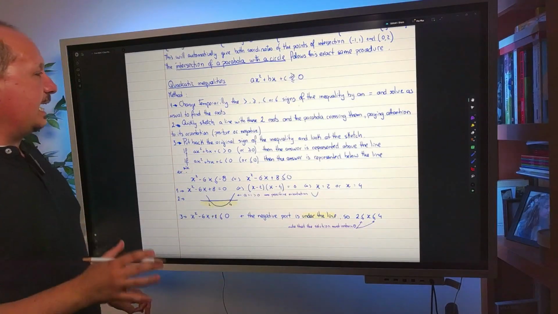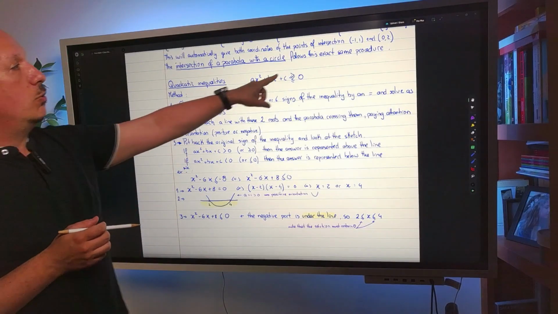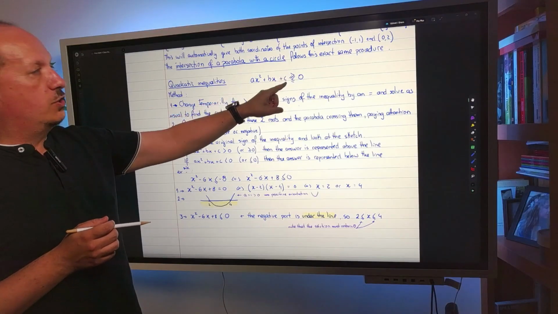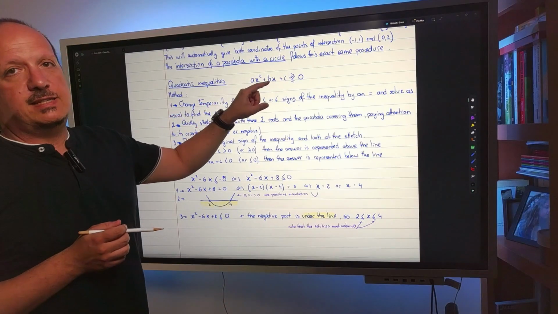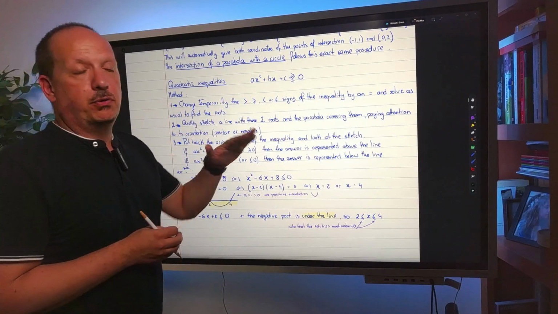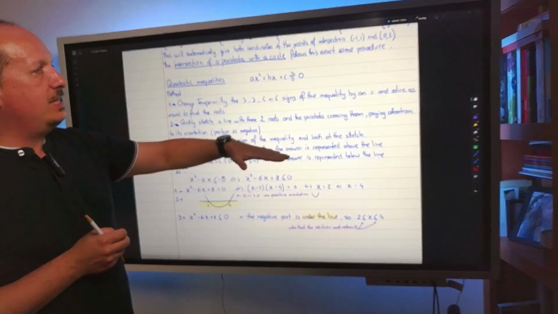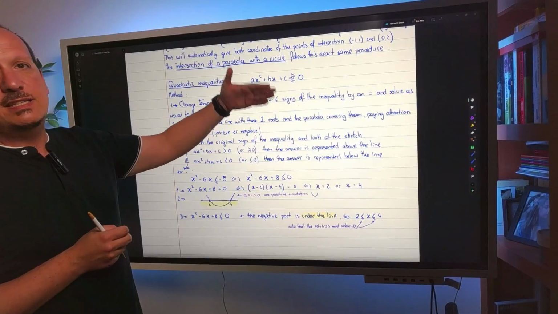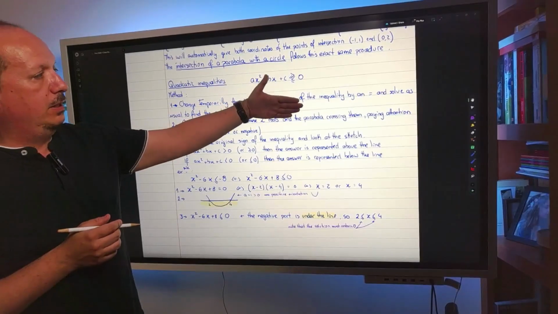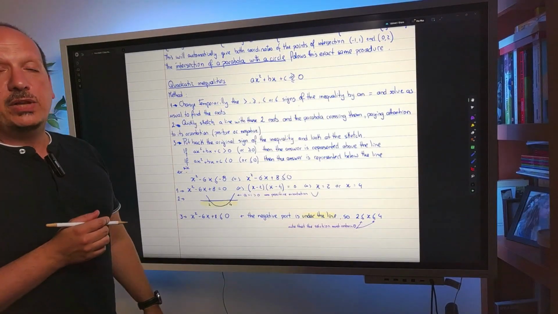Okay? And then, and only then, you are going to look at whatever sign you have there. So let's say that you have bigger than 0, so positive. Look at your sketch and look what part of the parabola is on top of the line. On top of the line means that the parabola is bigger than 0. If the sign is negative, just look at the part of the parabola that is underneath the line.